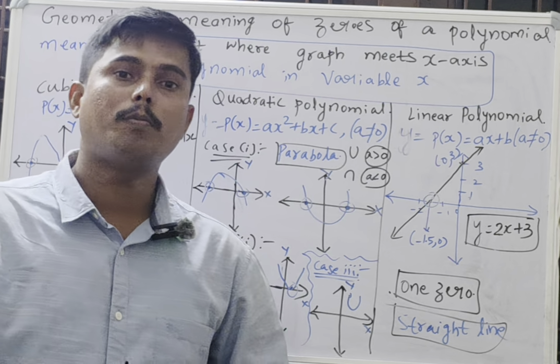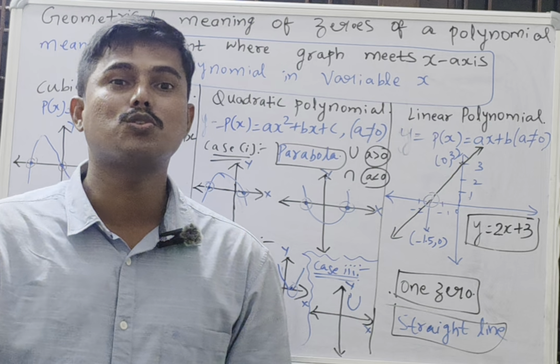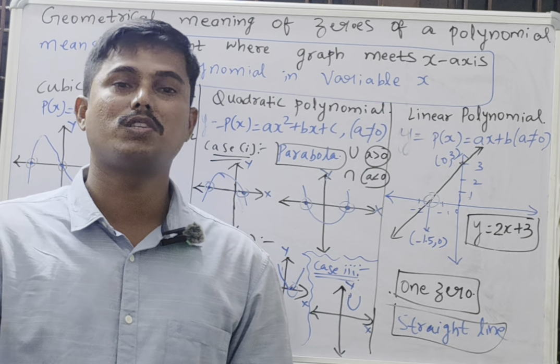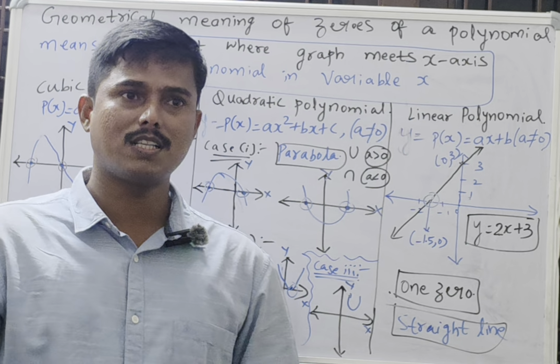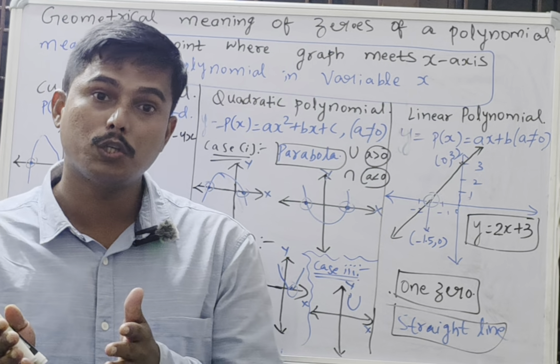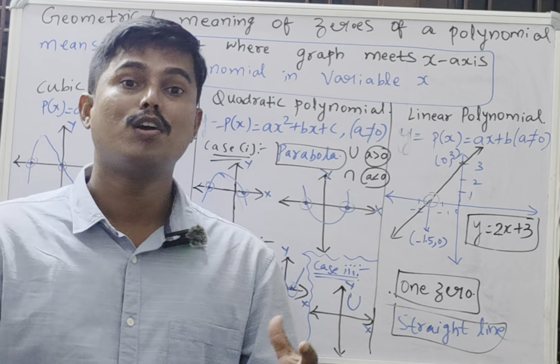So a quadratic polynomial has at most 2 zeros. At most 2 zeros means what? Maximum 2 zeros, or 1 zero, or no zeros. That is the meaning of at most 2 zeros. And you are going to apply this at most 2 zeros concept for probability.